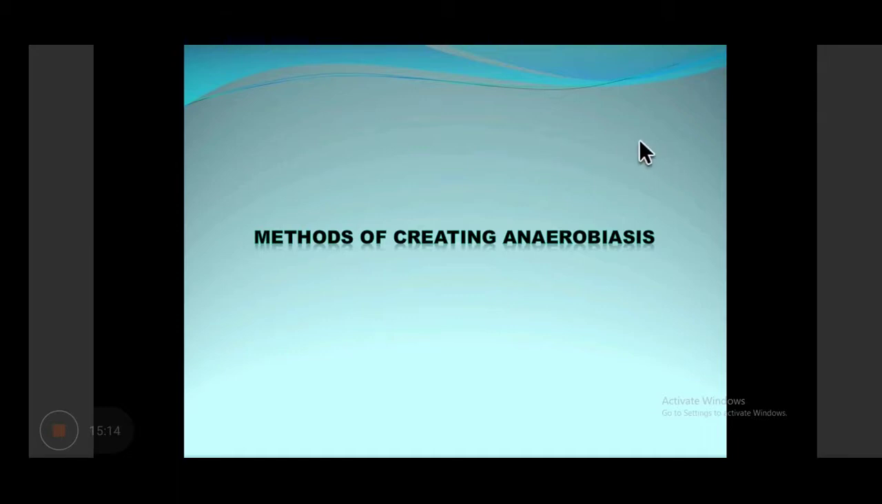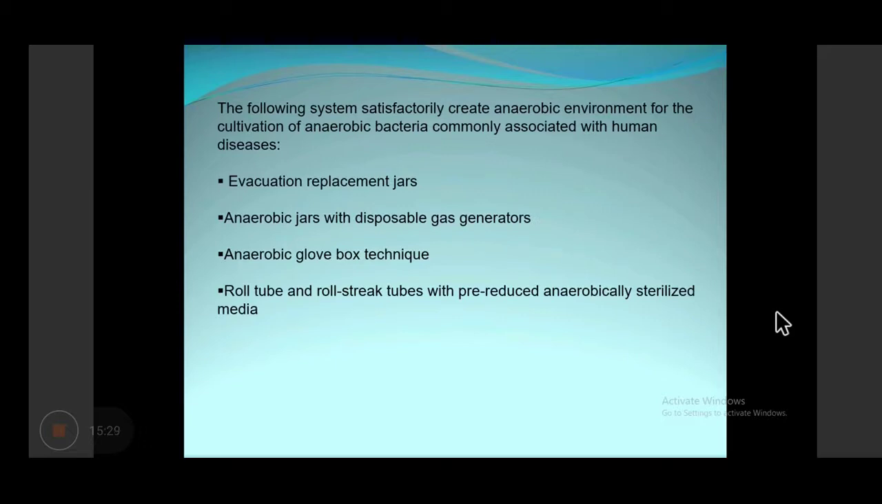So what are the methods here? What we are describing later. First, the methods of creating anaerobiasis. First is the evacuation replacement jar. We will replace the present air in that jar. The jar can be metallic or a glass jar. Second is the anaerobic jar with a disposable gas generator. They will create the gas and dispose of it, the same evacuation plus gas generating system.